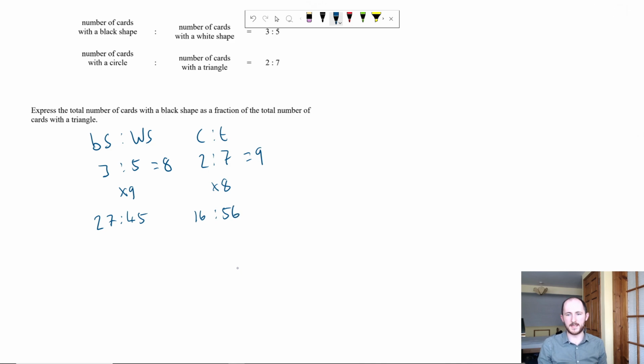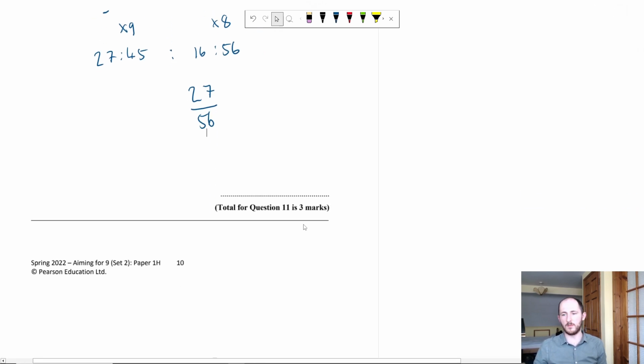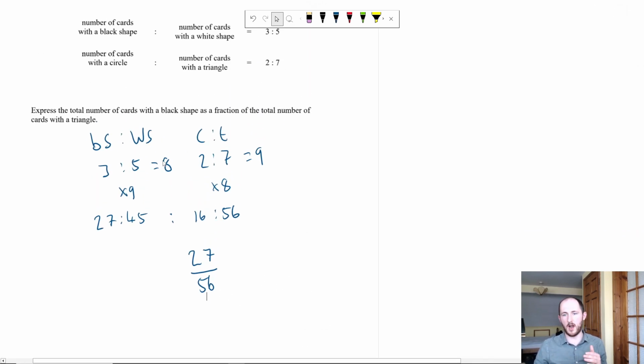So now, this is actually all one big ratio. Black shape to white shape to circle to triangle is 27 to 45 to 16 to 56. So now I know that there were 27 black shape cards and there were 56 triangle cards. So the fraction is just 27 over 56. This is why the question is actually only 3 marks. Because I've only done 3 steps. Kind of 2 really. Okay? But a lot of people thought that this should be a lot higher.